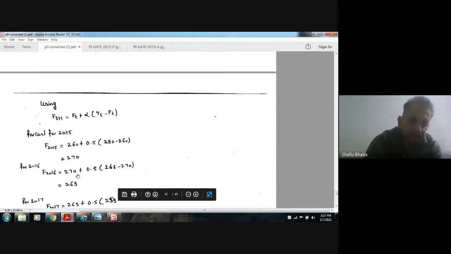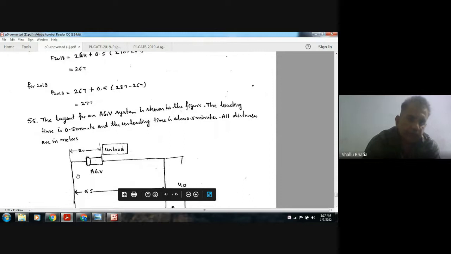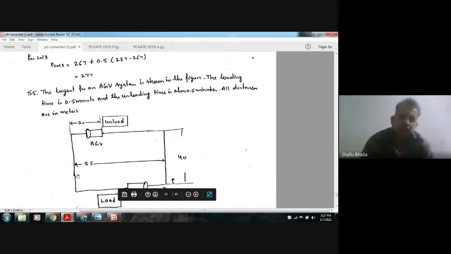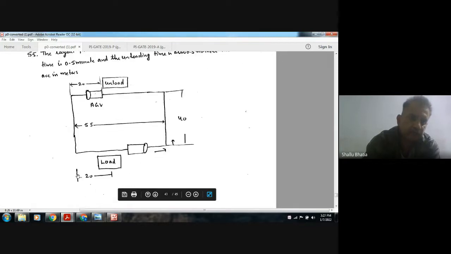Next, the layout for an AGV system is shown in the figure. The loading time is 0.5 minutes and the unloading time is also 0.5 minutes. All the distances are in meters. So this is your AGV system. Here it has to unload. Here it has to load. This distance is 50 and this distance is 55. This distance is 20, this distance is 40.